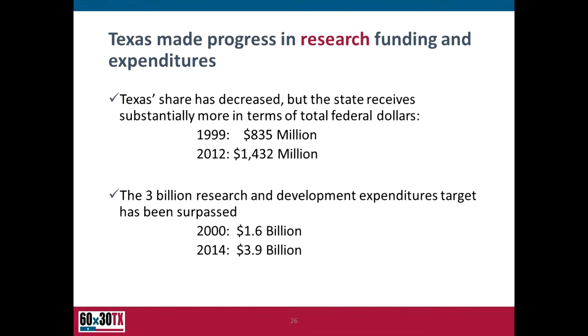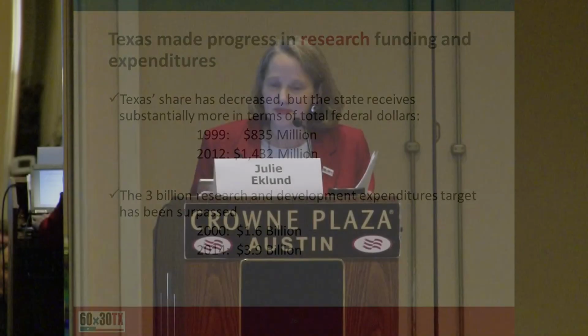Texas has made progress in terms of research funding and research expenditures. Although the state did not reach its goal of increasing its share, the state received substantially more in total federal dollars, from $835 million to $1.4 billion in 2012. There was also a target in Closing the Gaps for research and development expenditures at institutions to reach the $3 billion point, and we're past that.